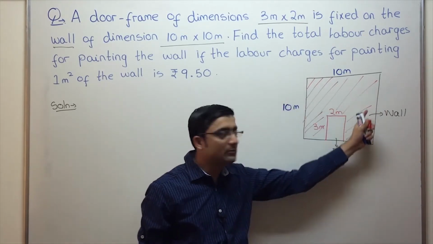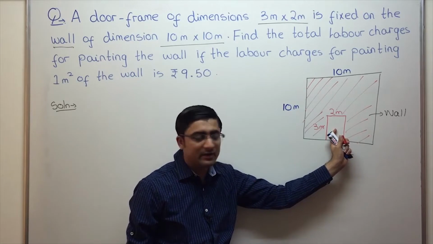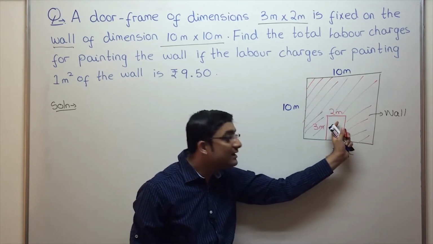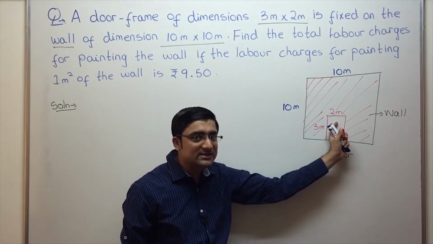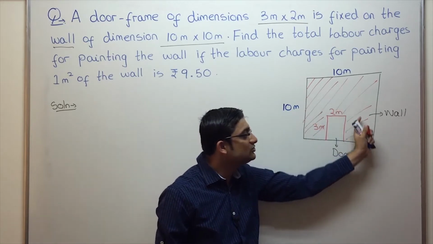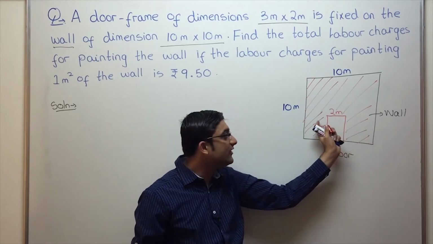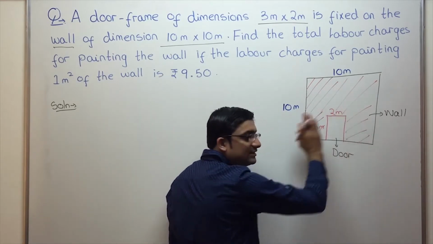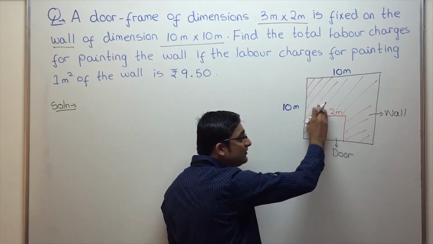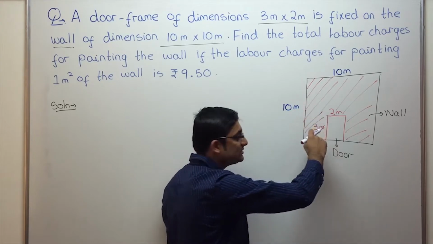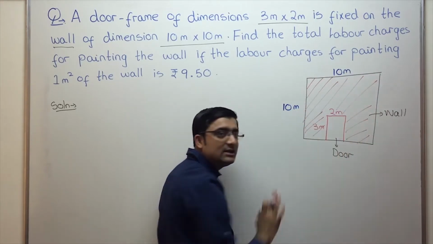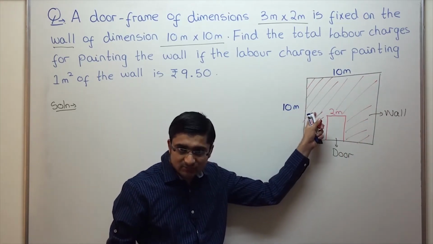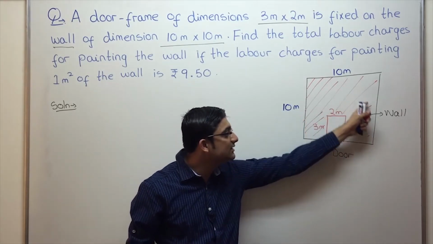And we basically have to paint the wall. Now we never paint the door, right? So we have to paint the entire wall, leaving aside the door. So what is the area that has to be painted? This shaded region. So first of all, you have to find what is the area that has to be painted. Now this shaded region is the area between two figures, the outer wall and the inner door.